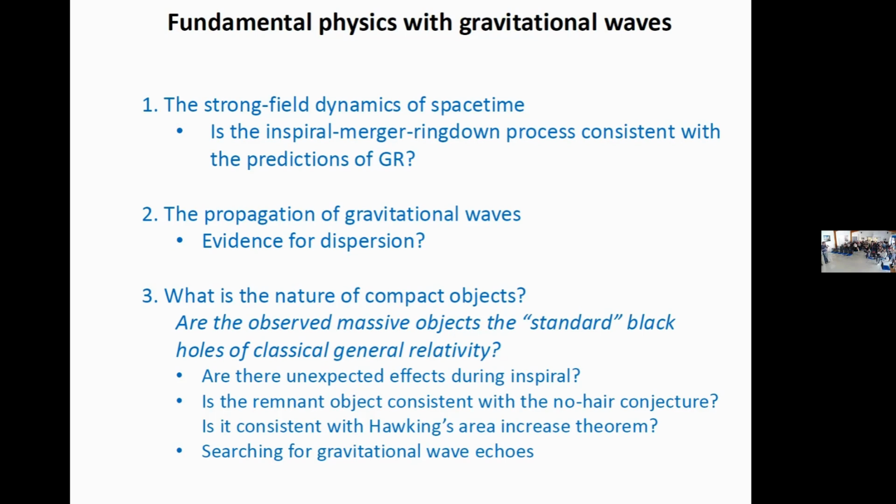So when we see very compact objects merge with masses of a few tens of solar masses, how sure can we really be that these are the black holes, the standard Kerr black holes of general relativity? And then one can look for, so this can be viewed as kind of a summary for the rest of the talk. One can then think about, are there unexpected effects during the inspiral? Is the remnant object of the merger consistent with the Hoop conjecture or with the area increase theorem? And one could search for so-called gravitational wave echoes, but this is something that I'll come back to.